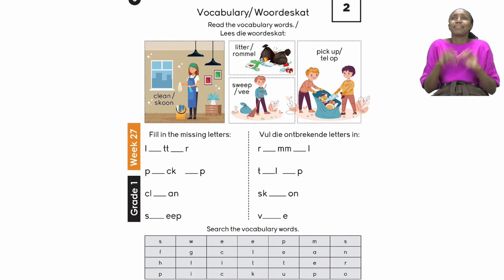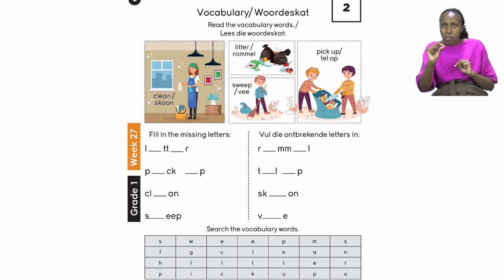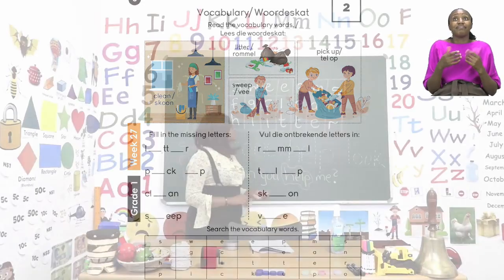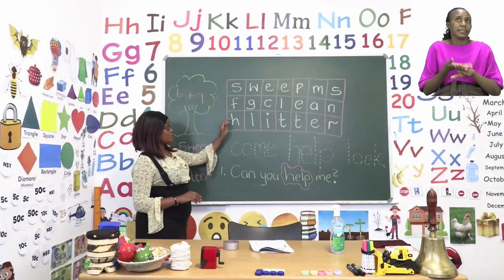Well done, everyone. So we have the words clean, litter, sweep, and pick up. Now, it's your job to find the missing letters for all of those words and then go to the word search and try and find them in the box as well. Let's do some together. Now, on the board, I have the word search.